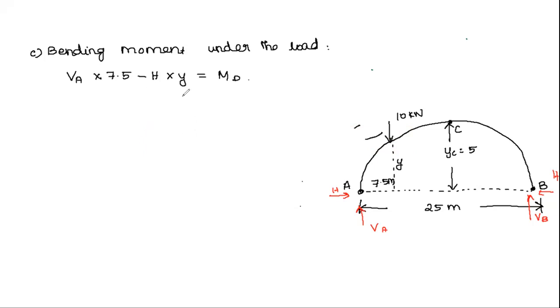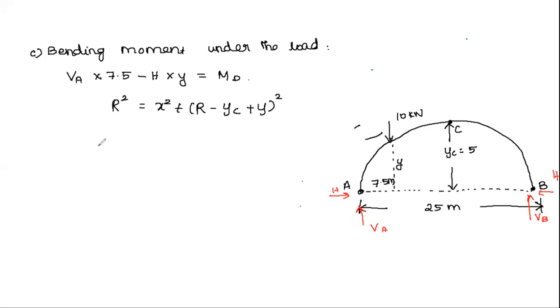So we have to find out the value for y. As it is a circular arch, we have the formula r square is equal to x square plus r minus yc plus yd whole square. For that we need the value of r, which we don't know. So first we have to find r.